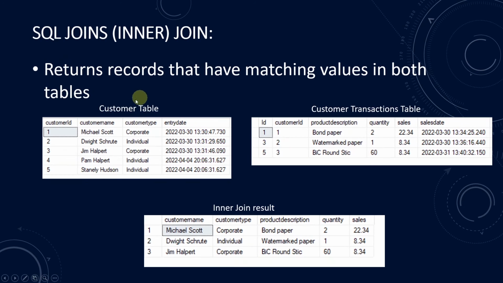Let's say we have a customer table with 5 records and a transaction table with customer transactions. Only 3 customer transactions are there in the transaction table. The last 2 customers, Pam and Stanley, haven't made a purchase yet. Once we join these 2 tables on customer ID, we only get 3 matching rows back. So the inner join returns only the matching rows from both tables.